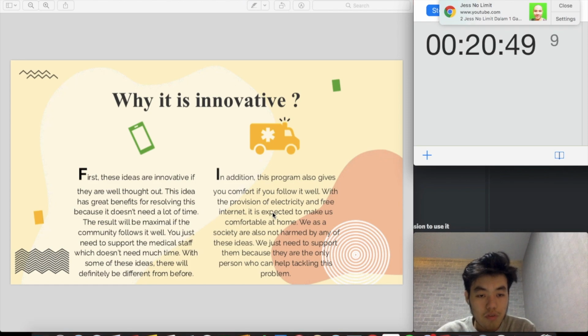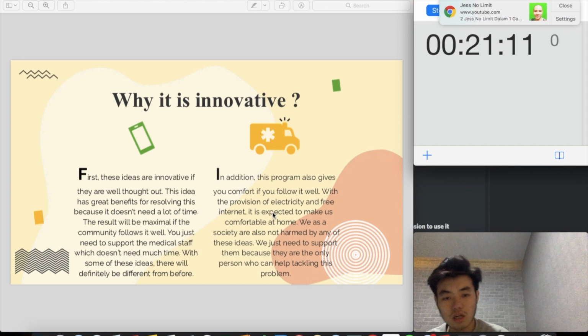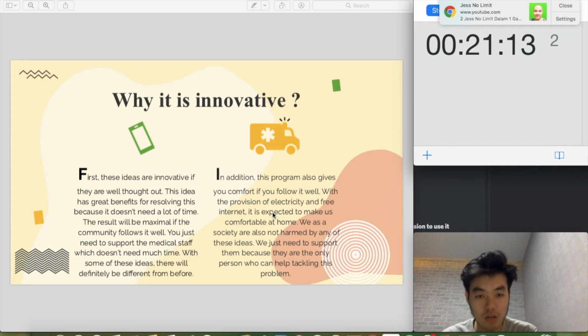With some of these ideas, there will definitely be a difference from before. In addition, this program also gives you comfort if you follow it well. With the provision of electricity and free internet access, it is expected to make us comfortable staying at home. We as a society are also not harmed by any of these ideas. We just need to support them because they are the only people who can help tackle this problem.